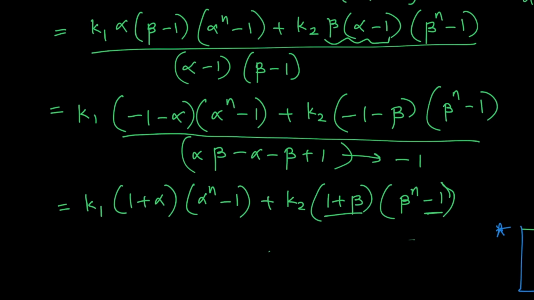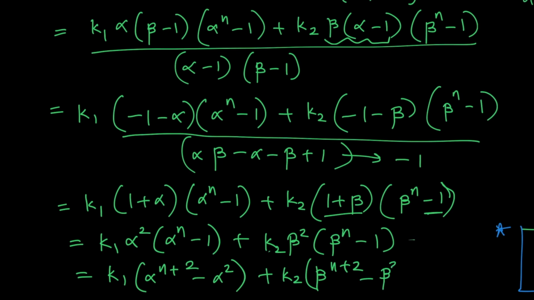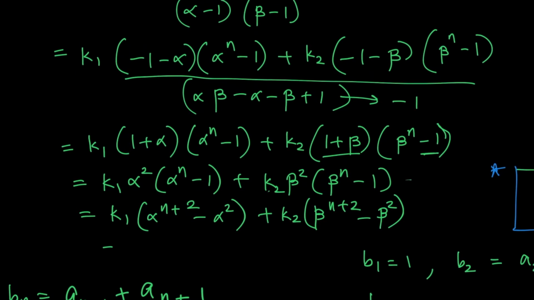Or we can directly write this expression in this way: k1 into alpha square into alpha power n minus 1 plus k2 into beta square into beta power n minus 1. So this is going to be k1 into alpha power n plus 2 minus alpha square plus k2 into beta raised to n plus 2 minus beta square, and this is nothing but an plus 2 minus a2. So that is another way of doing it.